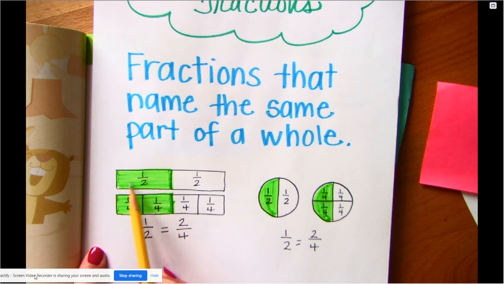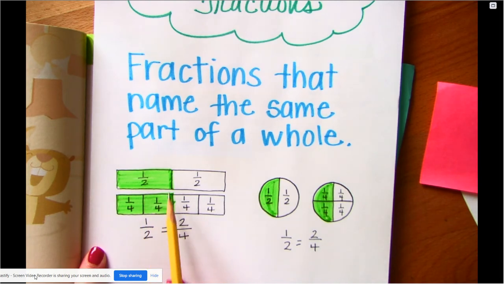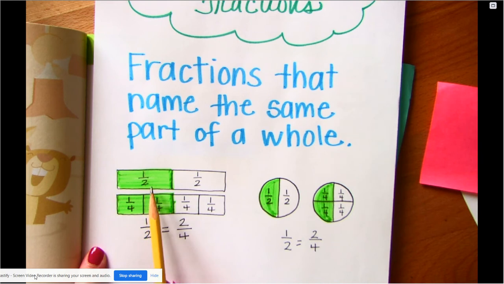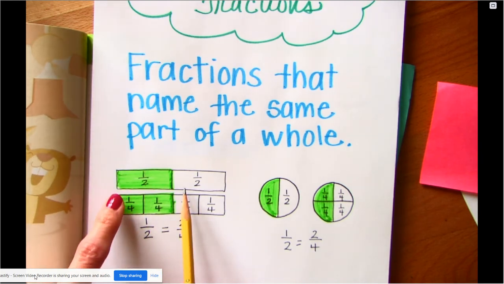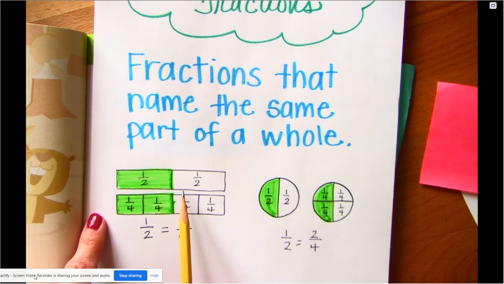I have one of the halves colored, but down here I have to color 2 of the fourths to make that same part of the whole. So we would say 1/2 equals 2/4. Here's 1/4 plus another 1/4 is 2/4. So these take up the same part of the whole. If I were going to stack these on top of each other, they would both take up the same amount of space. So here's a fraction strip or a fraction bar.